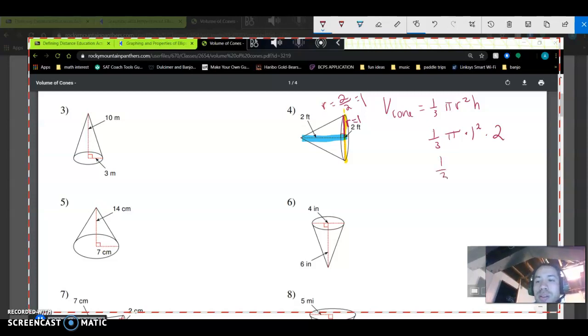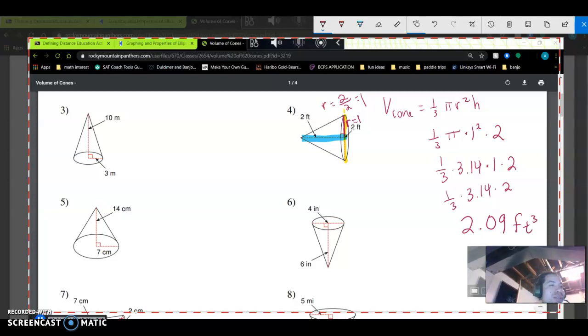So we get 1/3 times 3.14 times 1 times 2. So this becomes 2 times 1/3 times 3.14. And this we can plug into our calculator. 2 times 3.14, divided by 3, and we get 2.09. And again, we're looking at feet cubed.